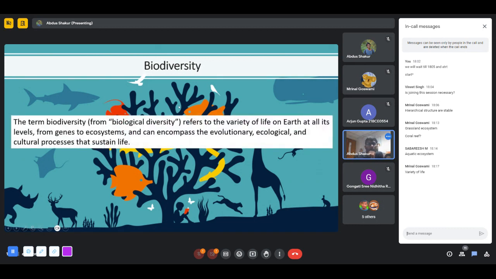So the term biodiversity also refers to biological diversity, meaning the variety of life on Earth, and this diversity can be at all levels. It can be at the level of genes, which are the smallest unit you can think of, up to ecosystems, which are the largest levels that we have seen earlier. And this can also encompass different processes that sustain this variety of life that we get to see.